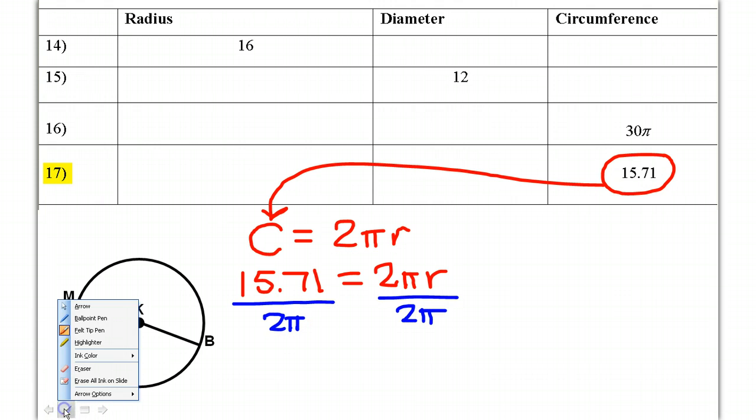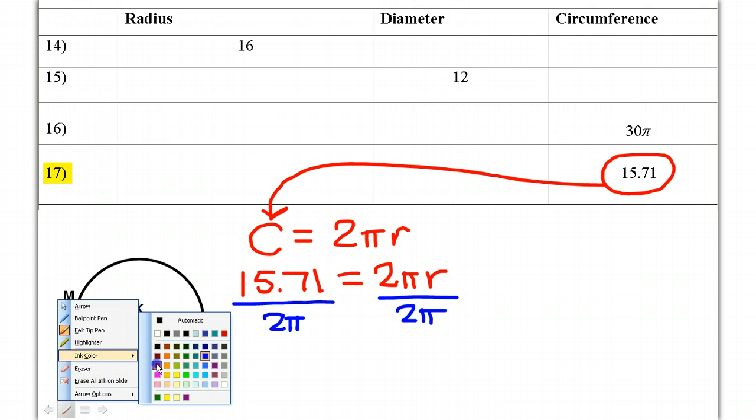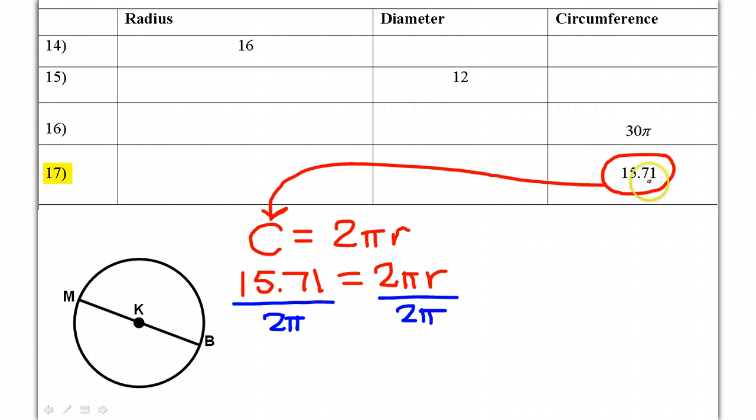Now, since we already have decimals in the answer, because we started off with 15.71, we might as well not try to leave pi in the answer. I know I said I would accept it either way, and I didn't take off for anybody that left it as 15.71 over 2 pi, but I really don't want you to do that. If you have a decimal that's already given to you from the start, let's go ahead and just use decimals on this one.